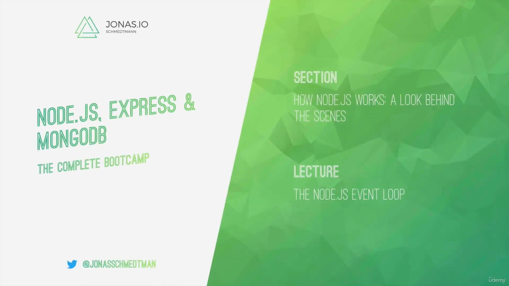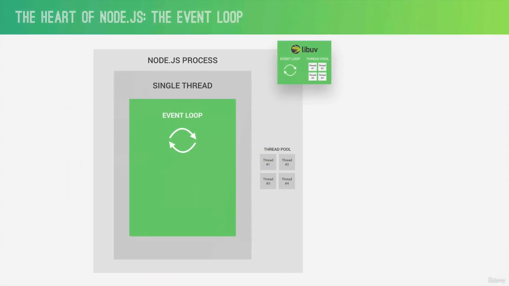Welcome back. Let's now learn all about the event loop, which is the heart of the Node.js architecture. And this is probably the most important lecture in this section, so make sure you really understand everything that I show you during this video. So let's get started. Here's a diagram similar to the last lecture, so that we know exactly what we're talking about here. We're still in a node process in a single thread where the event loop runs, all right?